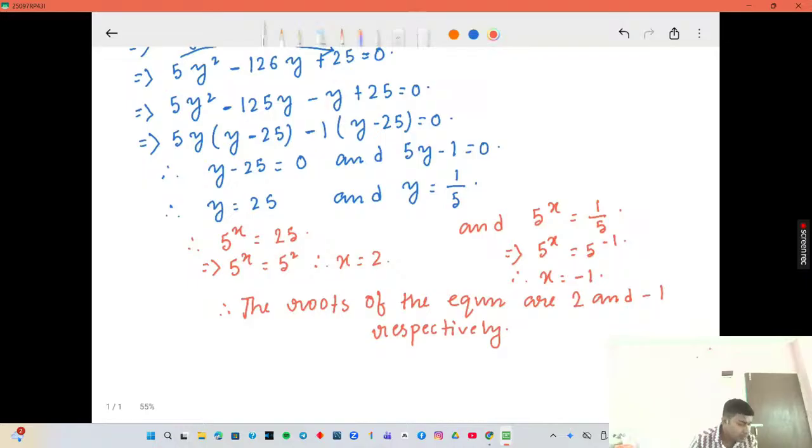Okay. So how did you find these questions? Are you finding this question interesting? These are the most advanced questions of quadratic equations.